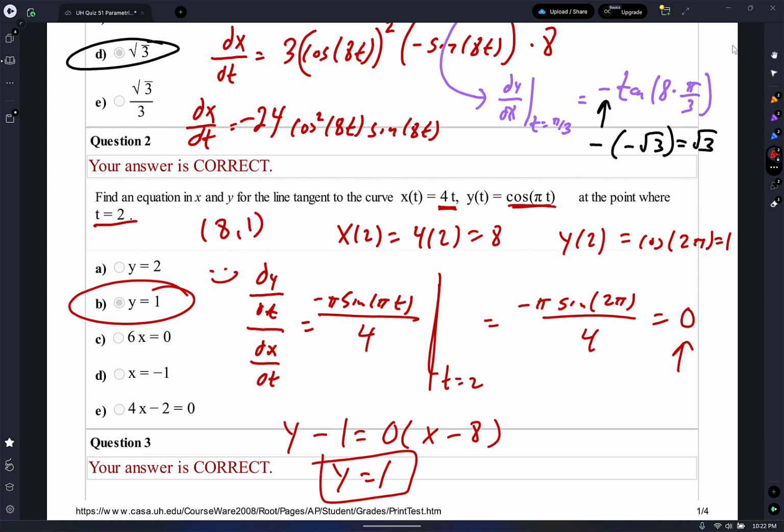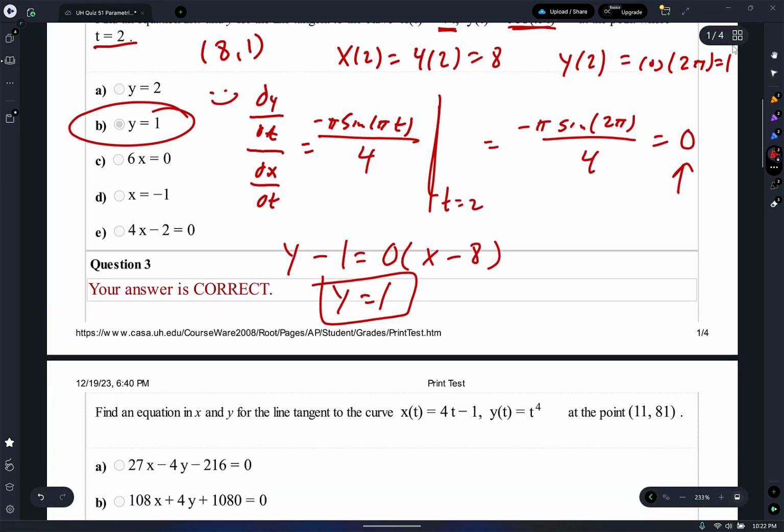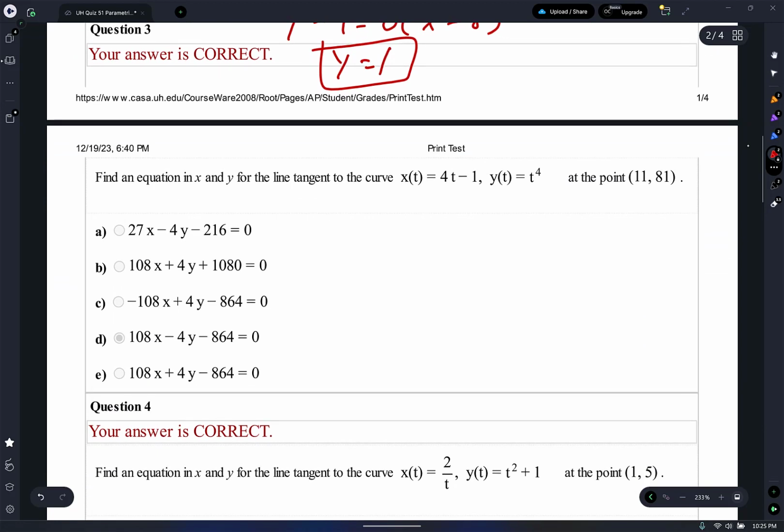Hopefully that made sense, guys. Let's keep going. All right, so here we go, guys. I want a tangent line. It says find the equation for the line tangent to the curve at the point (11, 81). So use this to help you find your t value, guys.